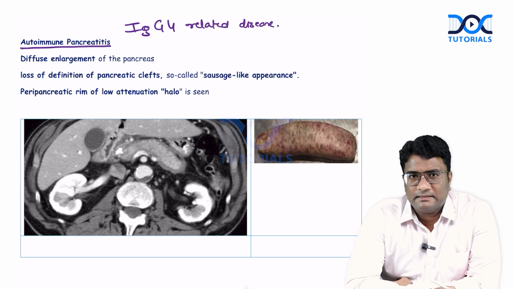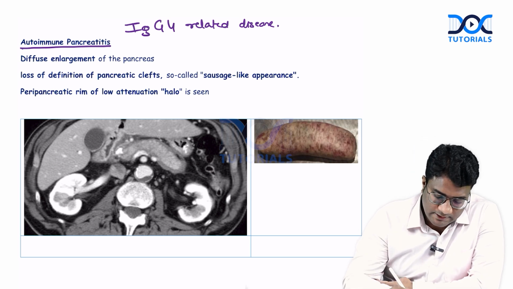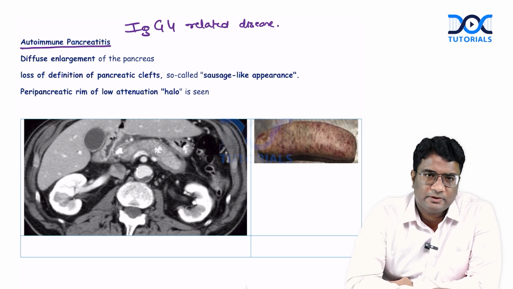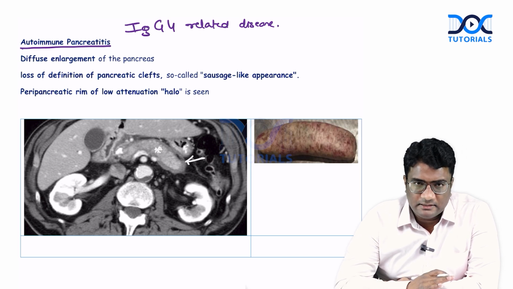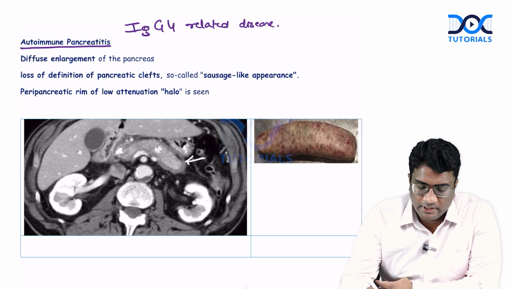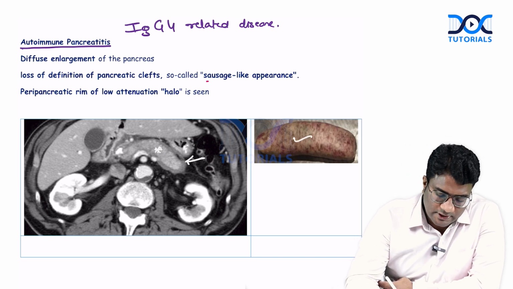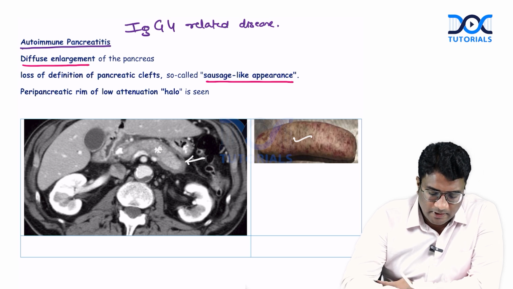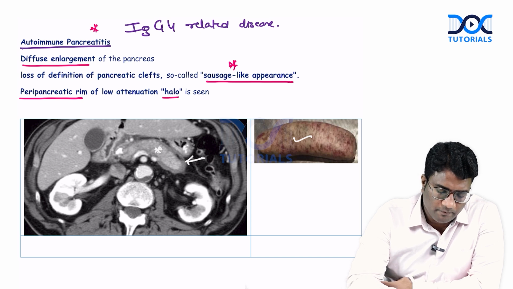In autoimmune pancreatitis, you see a diffuse enlargement of the pancreas, with a peripancreatic halo or rim around it, giving a sausage-shaped appearance of the pancreas. This is called the sausage-shaped pancreas, a feature of autoimmune pancreatitis.